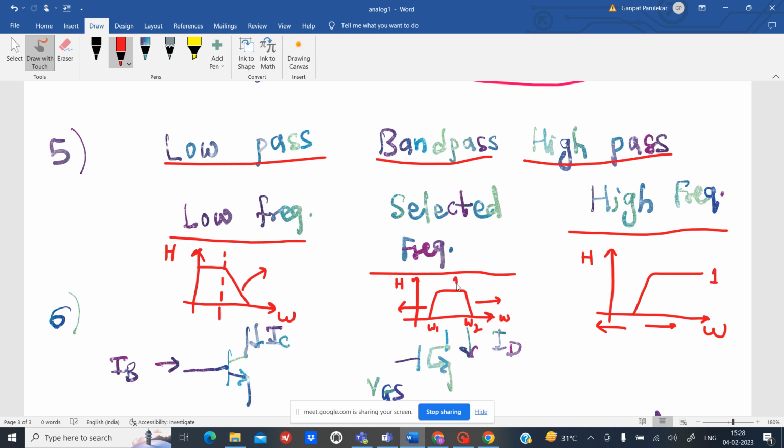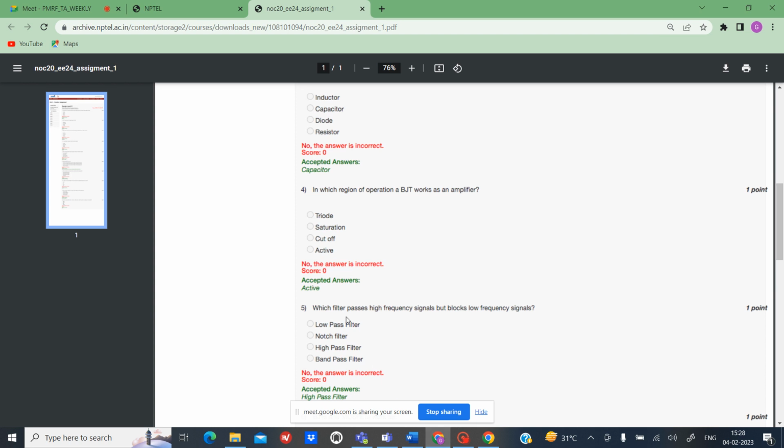Same thing is here. So the answer to the question, which filter passes high frequency signal but blocks low frequency signal, is the high pass filter.